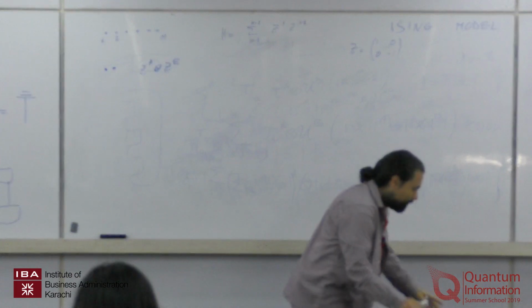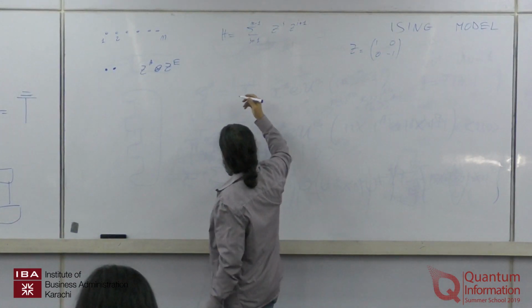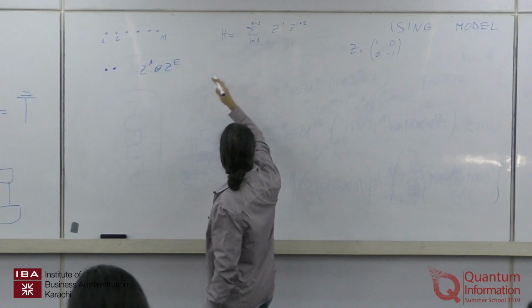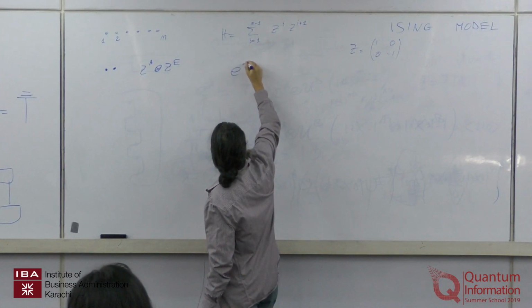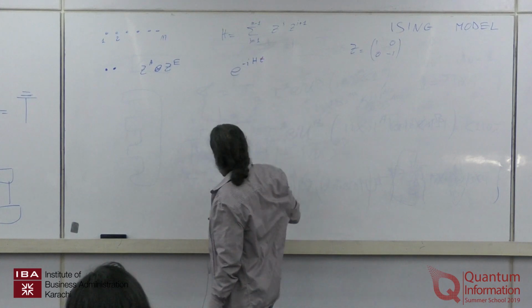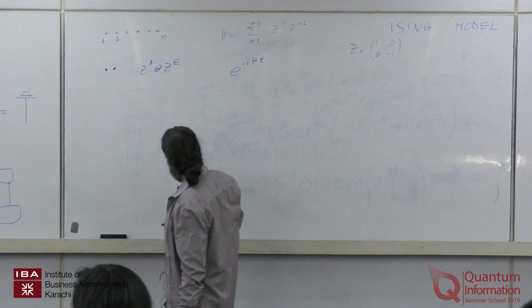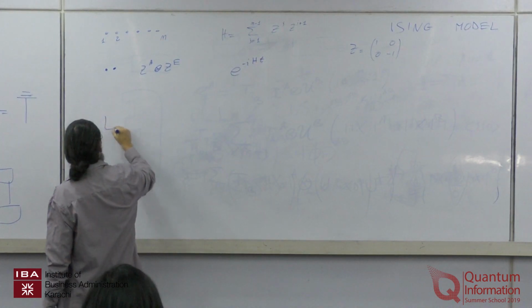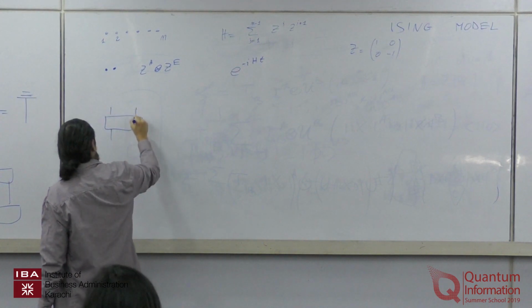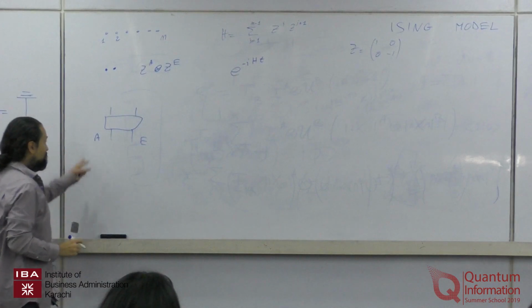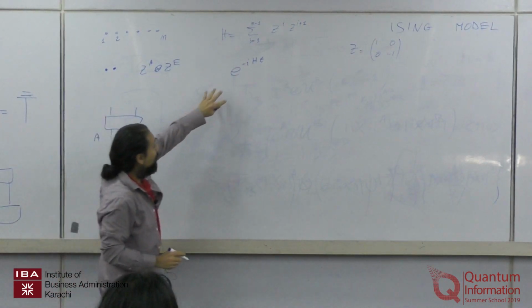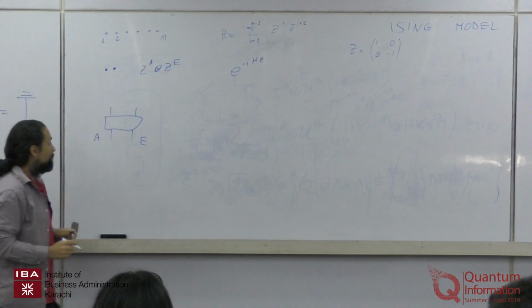And so now we want to start our calculation. We should start to write e to the minus ht. So diagrammatically, how is this represented? This is a unitary that acts on 2 particles, A and E. So this is the pictorial representation, and we want to get the explicit form over there.